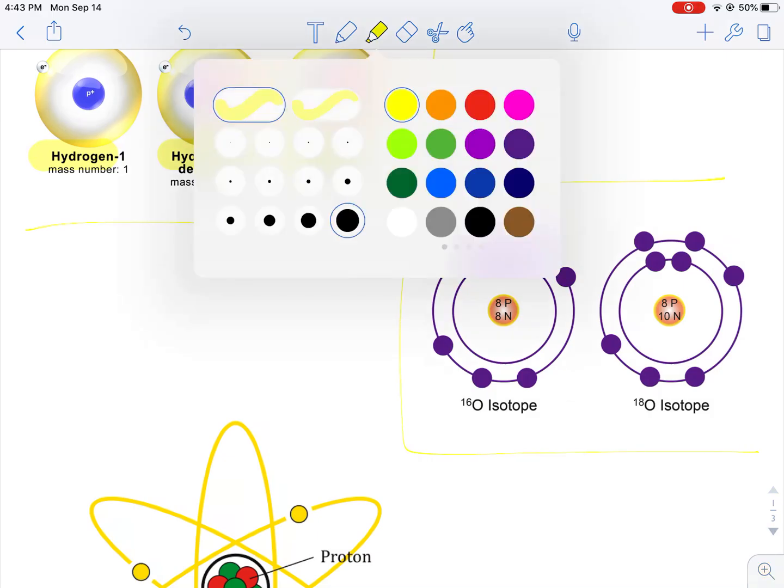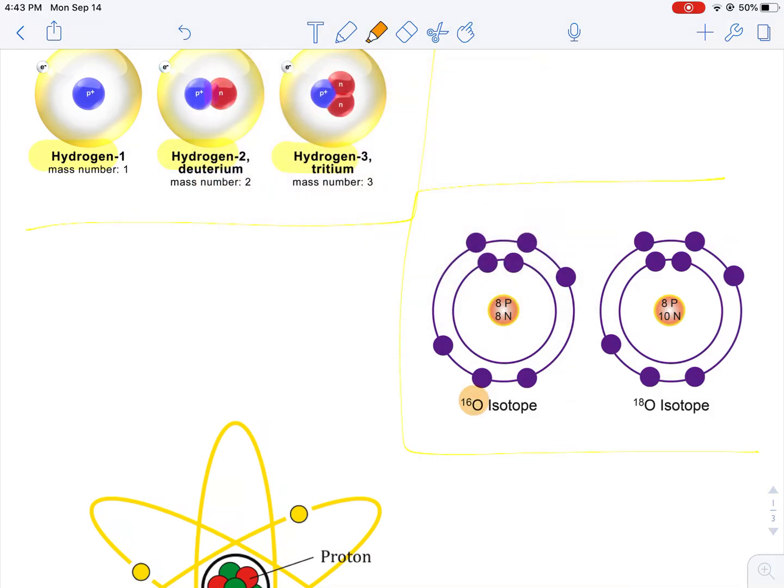Looking at the caption, we can see that we're trying to represent the element oxygen. When you look at the picture, they look kind of similar. 1, 2, 3, 4, 5, 6, 7, 8 electrons on both the left and right image. They both have this 8p in the middle, but 8n is different. As you can see from this second picture, here's where we come up with the name of isotope.